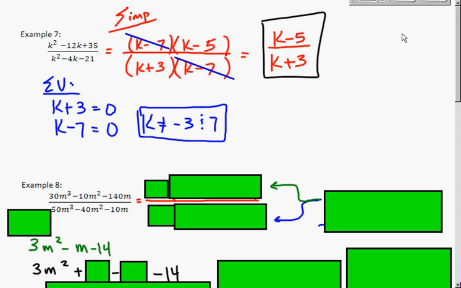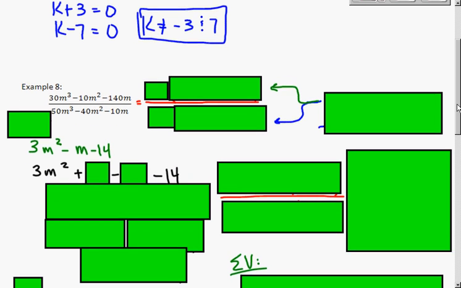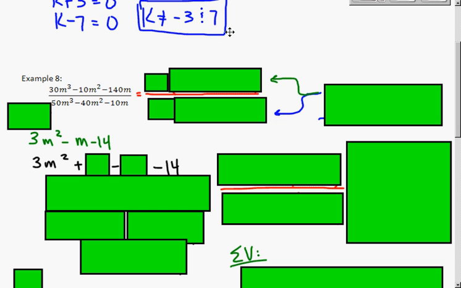As we get to example 8, it's a little more complex. If we look at example 8, the first thing I'd want to do is factor out the greatest common factor. In the numerator, I can factor out a 10m. When I factor out a 10m, inside my binomial I would be left with 3m squared minus m minus 14.